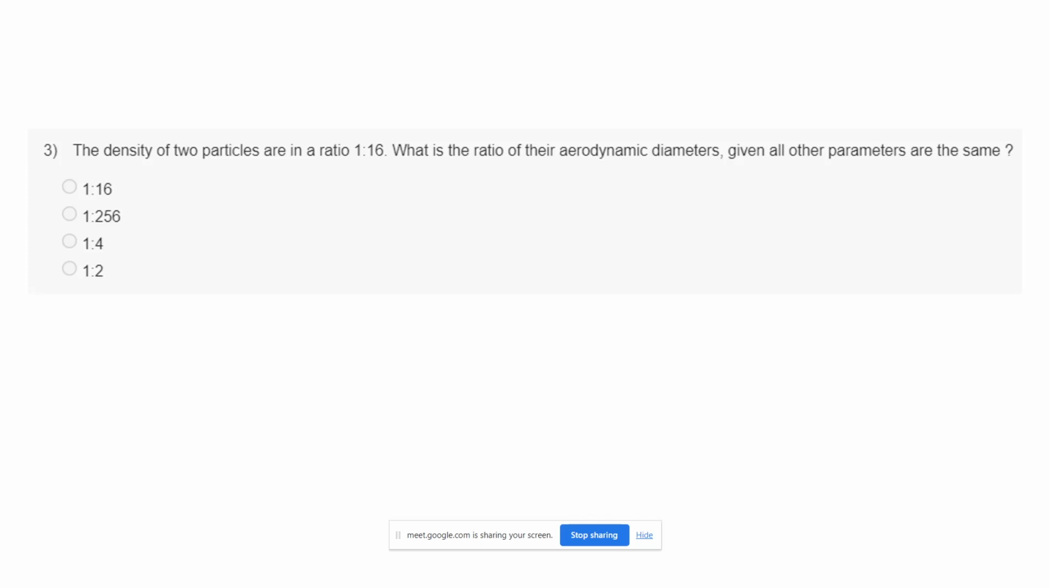So this is the third question. The density of two particles are in a ratio of 1 is to 16. What is the ratio of their aerodynamic diameters given all the other parameters are the same? Options are 1 is to 16, 1 is to 256, 1 is to 4, 1 is to 2. 1 is to 4, okay.